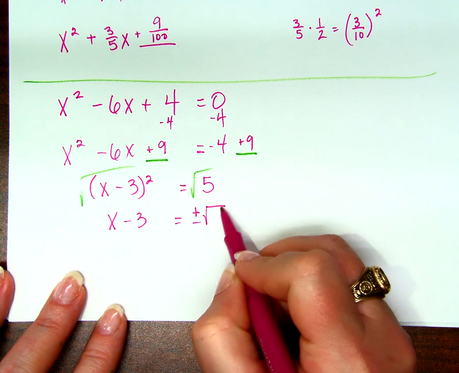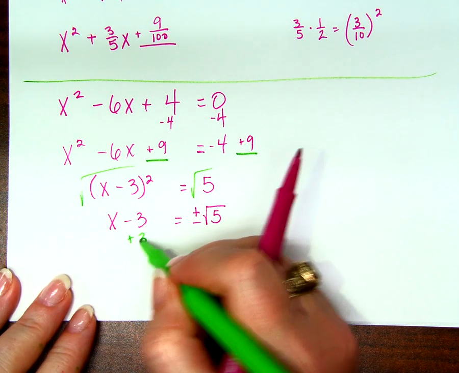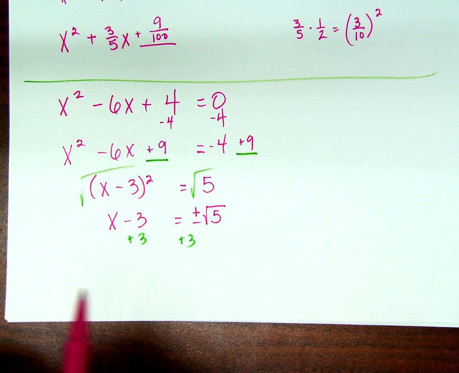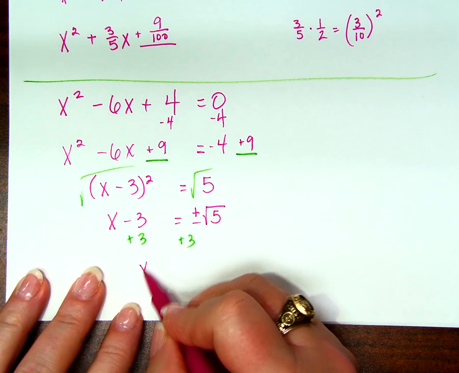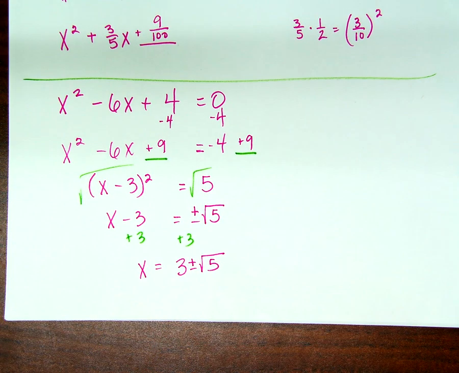Perfect. Plus or minus the square root of 5. And then add 3 to both sides to finish the solution. So x equals 3 plus or minus the square root of 5. Perfect.